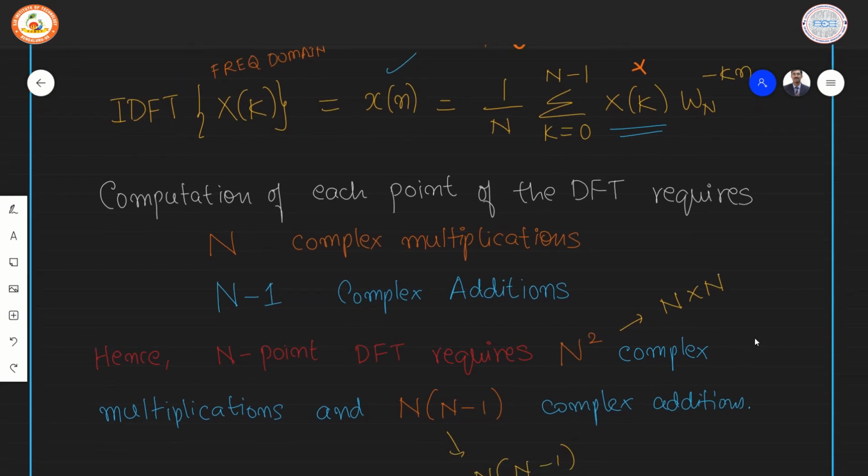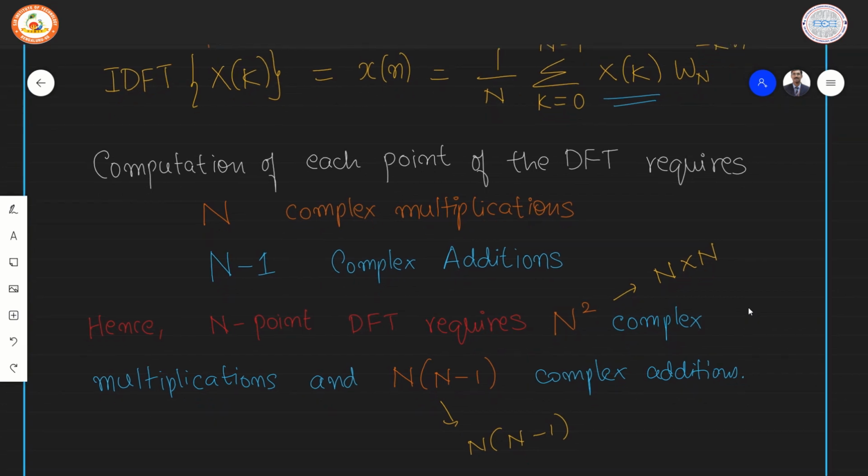This is an important result which you have to remember. The total number of complex multiplications in DFT and IDFT is said to be N square. The total number of complex additions involved is said to be N into N minus 1.